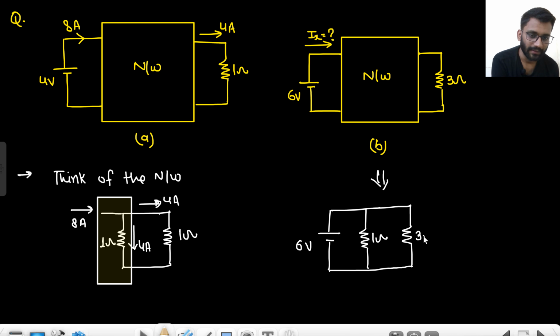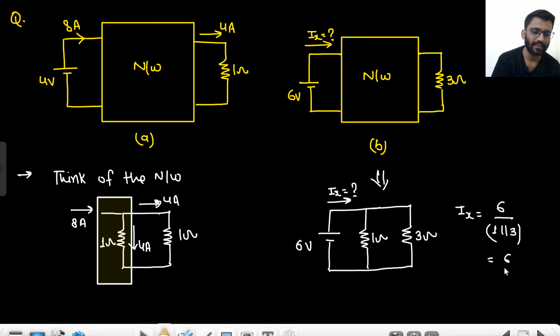This is 1 ohm and this is 3 ohm. You need to find the value of Ix. So what will be the value of Ix? Ix would be 6 upon, what is the equivalent resistance of 1 parallel 3, right? So it would be 6 upon 3 by 4. So it would be 8 ampere. Ix would be 8 ampere.